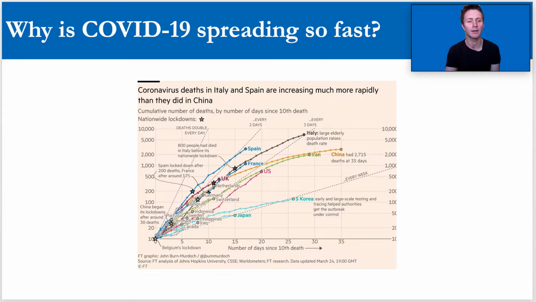The author's got a really nice explanation of why he uses log scales on his Twitter account. I'll put the link to those tweets below in the slides to this video.